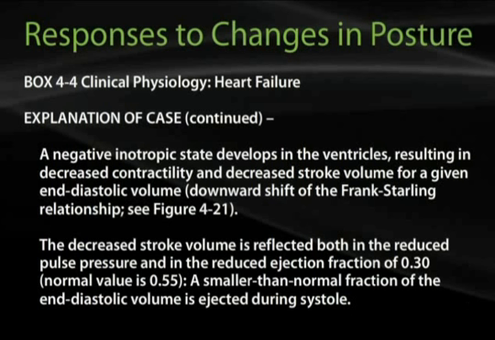A negative inotropic state develops in the ventricles, resulting in decreased contractility and decreased stroke volume for a given end diastolic volume. That is a downward shift of the Frank-Starling mechanism. For this, you can see figure 4-21. The decreased stroke volume is reflected both in the reduced pulse pressure and the reduced ejection fraction of 30%. A normal value is 55%.